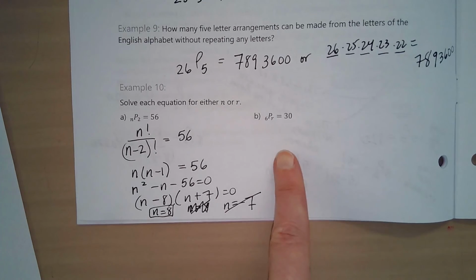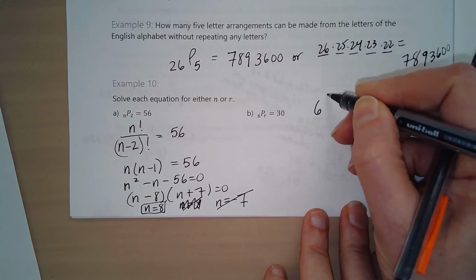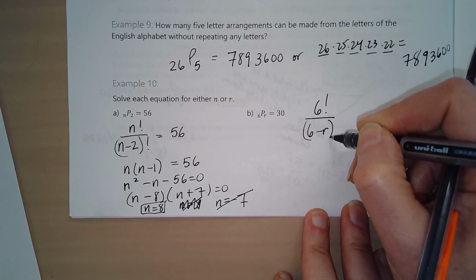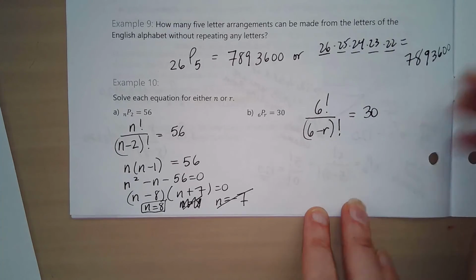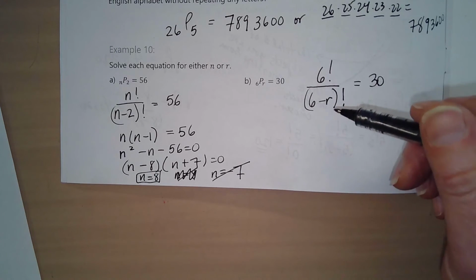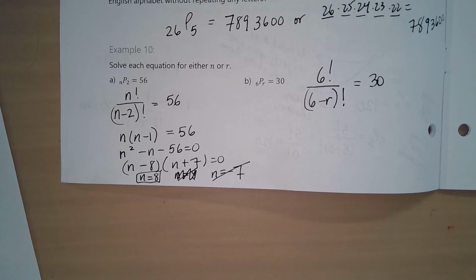Okay. What about this one? Did you try that one? It's a little different solving for r, isn't it? Let's see. So I'll have 6 factorial over 6 minus r factorial equals 30. Our factorial formula is only defined for n. I guess the term that would come after 6 minus r factorial is 6 minus r minus 1, right? But I don't think that's going to get us anywhere, right?